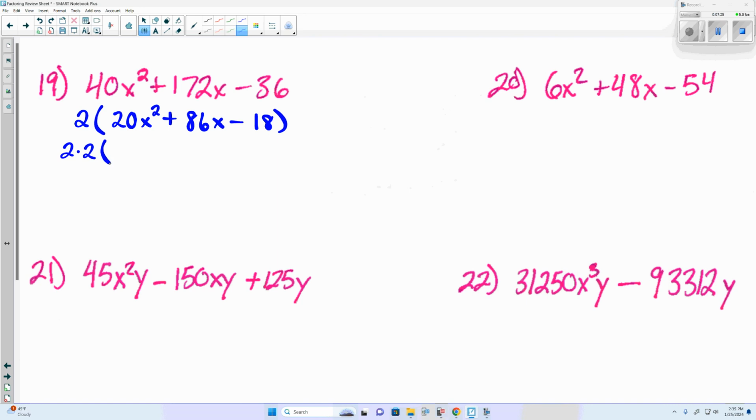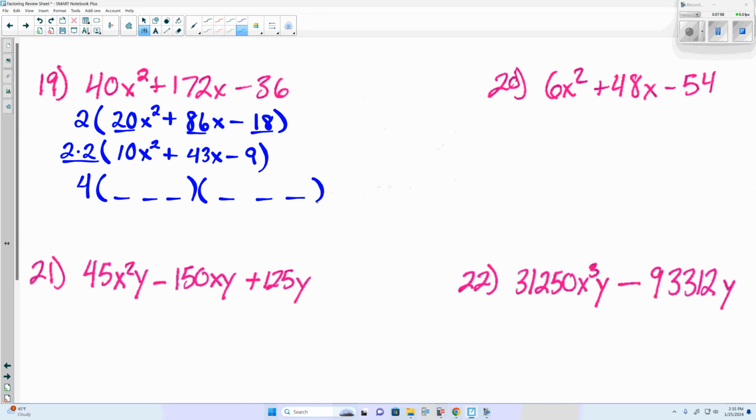Because it'd be another 2, which would be 4. It will become 4. But we can take 2 again out of these three terms. If we factor 2 again out of 20x squared, we get 10. If we factor the 2 out of 86, we have 43x, and 2 out of 18 is 9. Now it does become 4 because we multiply these common factors together, and our 2 times 2 becomes 4. So the greatest common factor for this was 4.